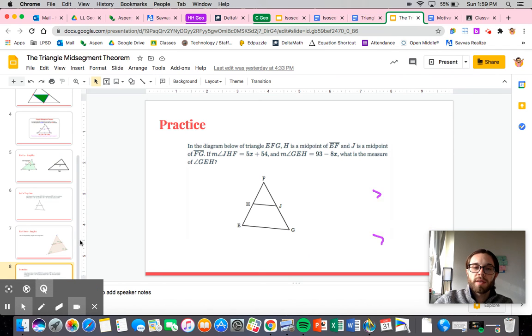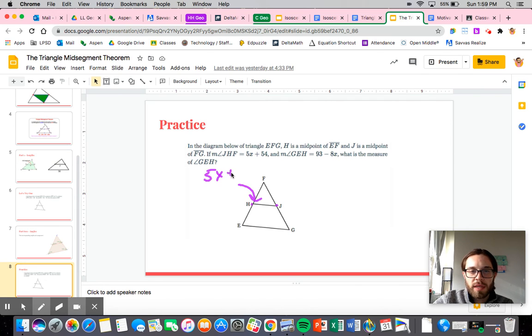All right. So let's do a little bit of practice. So in the diagram below, we have that EF is the midpoint. H is the midpoint, J is the midpoint. So again, this is going to be a mid-segment. We know that this angle, JHF, right here, is 5x plus 54. And we know that GEH, this angle right here, is 93 minus 8x.